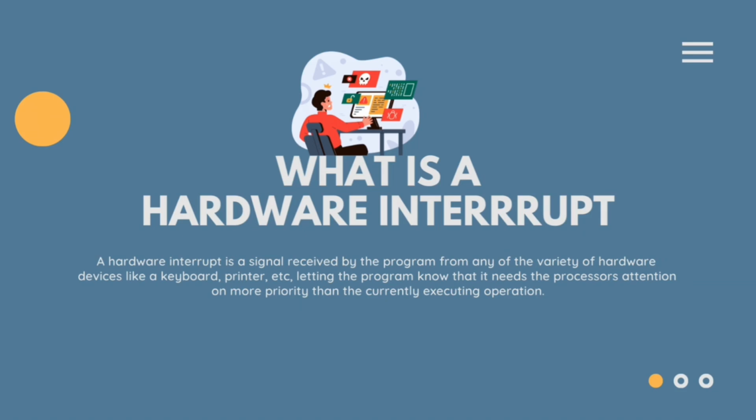Hardware interrupts can be either maskable or non-maskable. A maskable interrupt is a hardware interrupt that can be delayed when a higher priority interrupt has occurred to the processor, while a non-maskable interrupt is a hardware interrupt that cannot be delayed and will be serviced immediately by the processor.